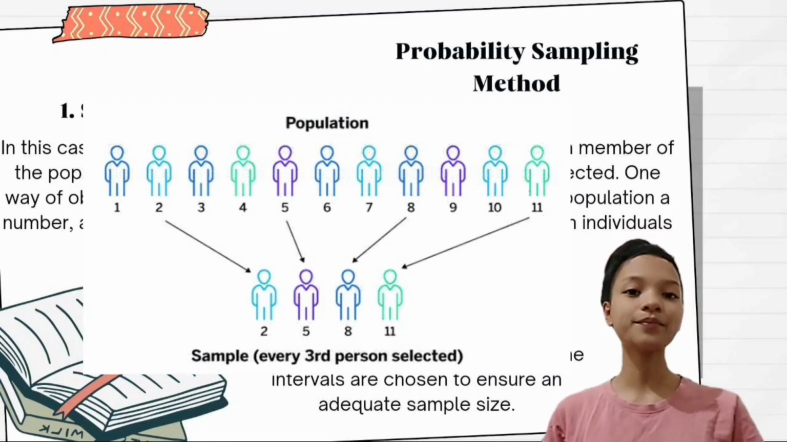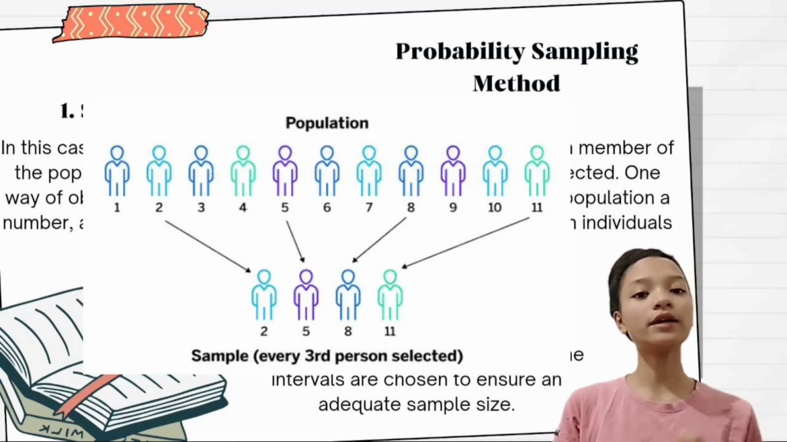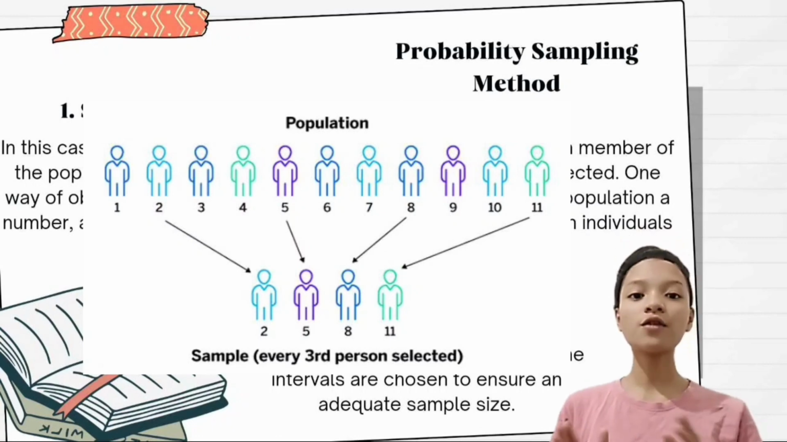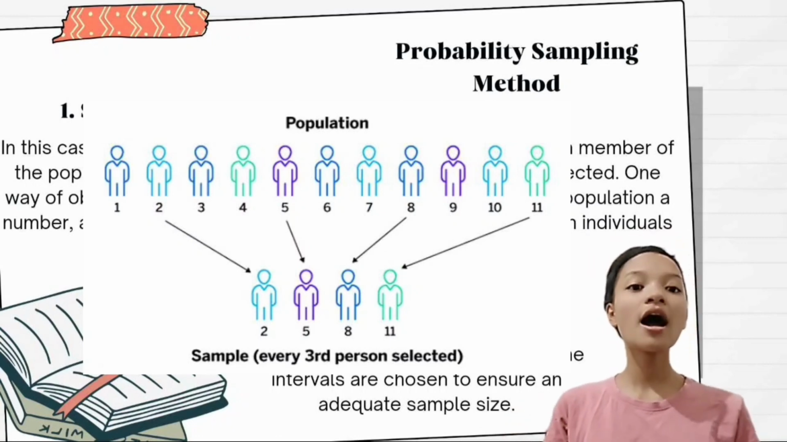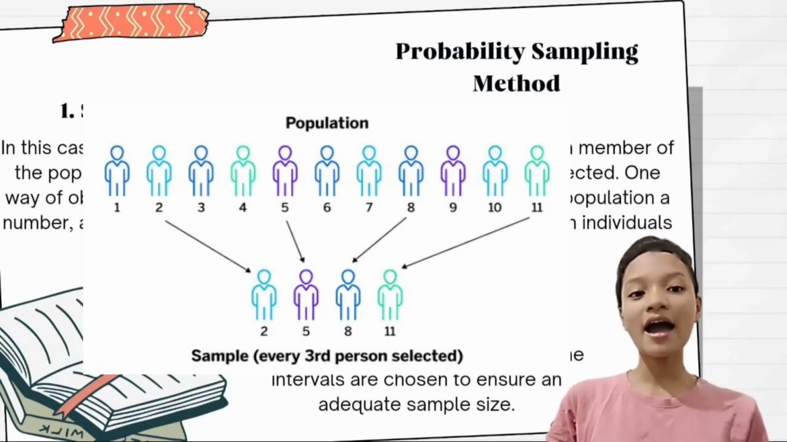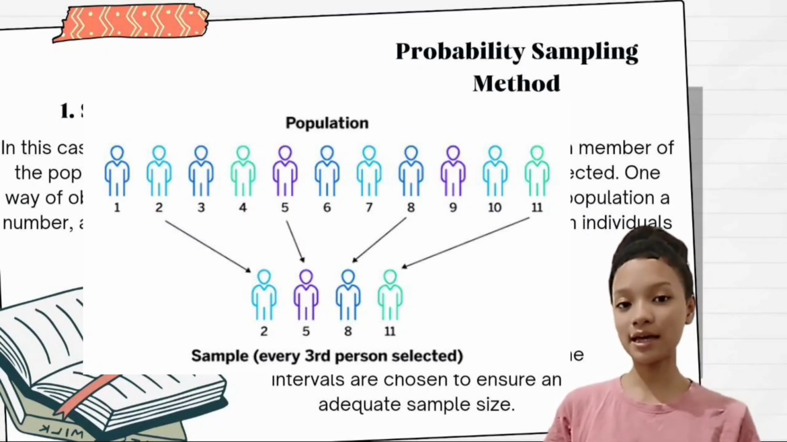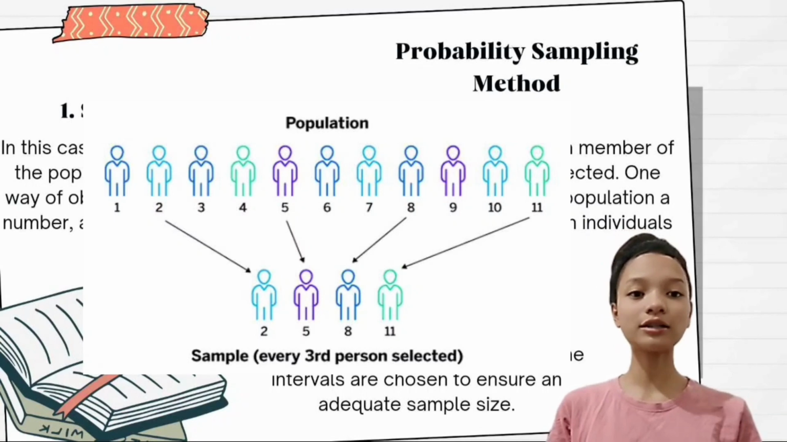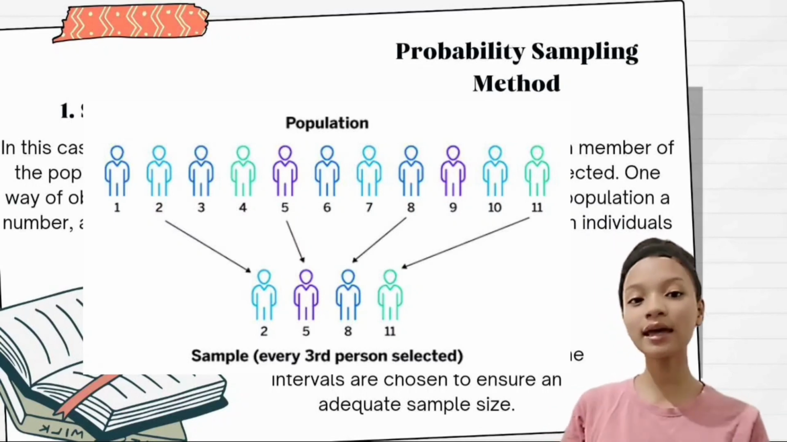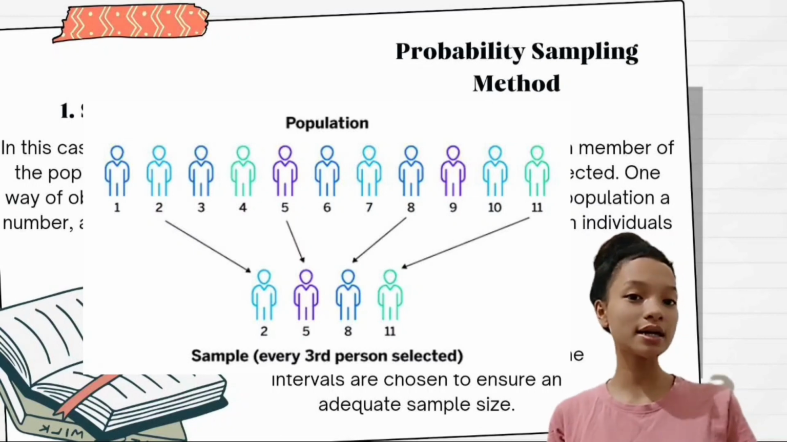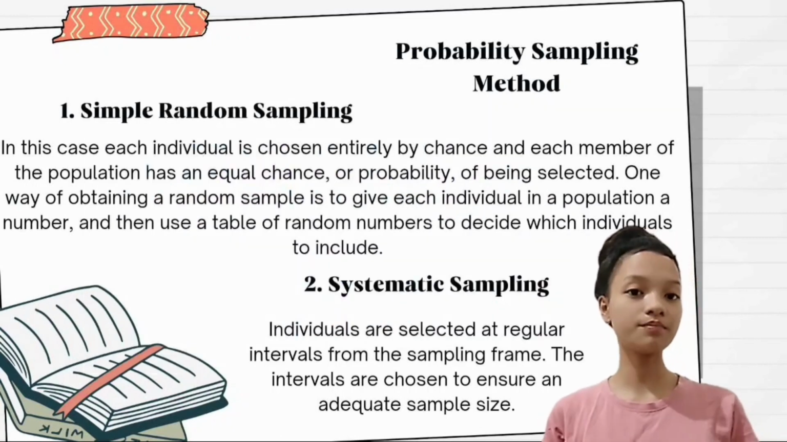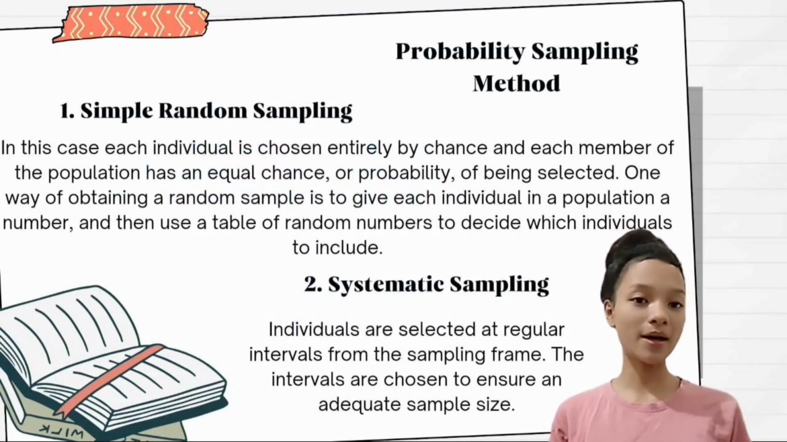For example, all employees of the company are listed in alphabetical order. From the first 10 numbers, you randomly select a starting point, number 6. From number 6 onwards, every 10th person on the list is selected: 6, 16, 26, 36, and so on. You end up with a sample of 100 people, and that is systematic sampling.